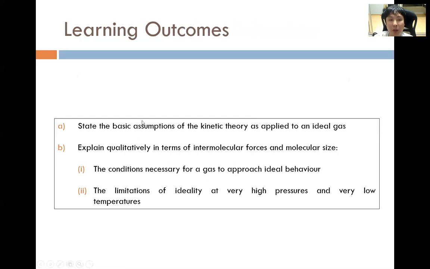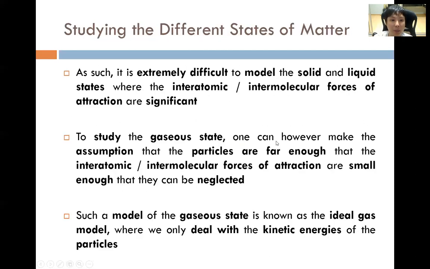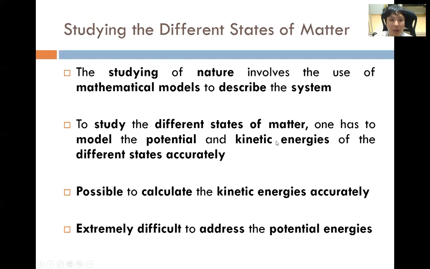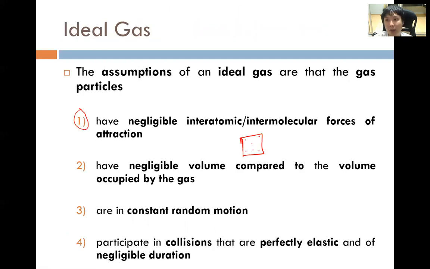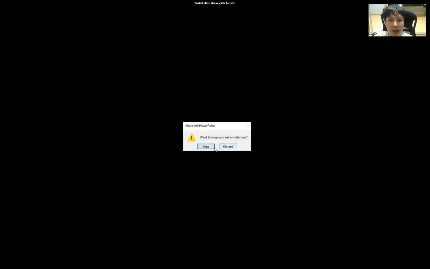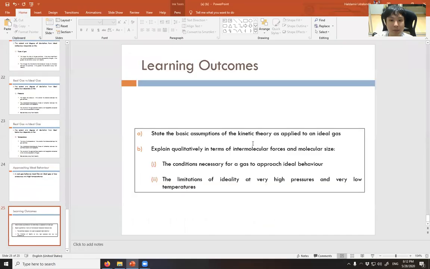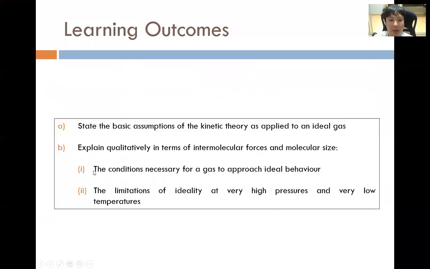So we've gone through the content for learning outcomes A and B. State the basic assumptions of the kinetic theory as applied to an ideal gas. I remind you, it's basically these 4 assumptions. Those are the assumptions for an ideal gas. And then, explain qualitatively in terms of intermolecular forces and molecular size, the conditions necessary for a gas to approach ideal behavior. As I've mentioned before, the conditions are high temperature and low pressure.